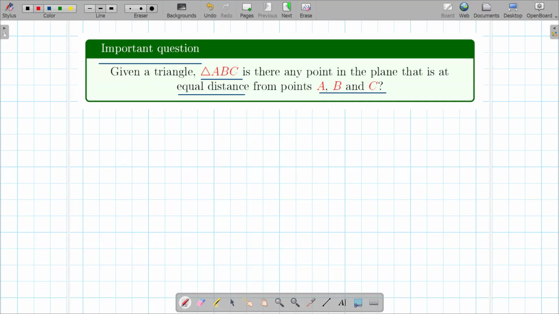Well, in a previous class, we discussed a little bit about points being at equal distance, but not from vertices of a triangle, but rather from just 2 points. So let's see what's happening here. Let's say here's a triangle, ABC.